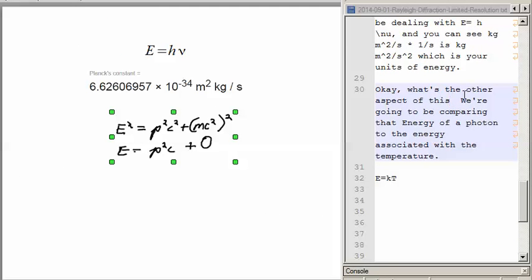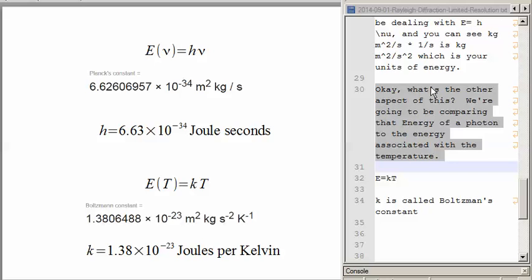Okay, what's the other aspect of this? We're going to be comparing the energy of a photon to the energy associated with the temperature, E equals kT, where k is called Boltzmann's constant, and it's 1.38 times 10 to the negative 23rd joules per Kelvin.